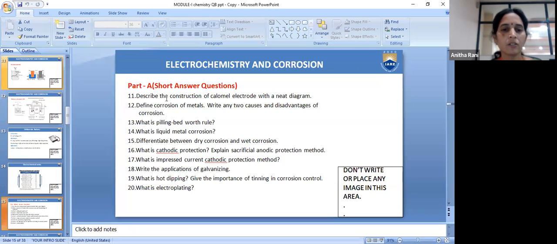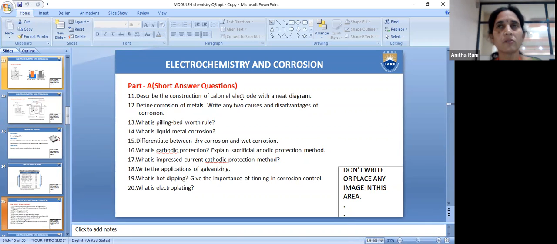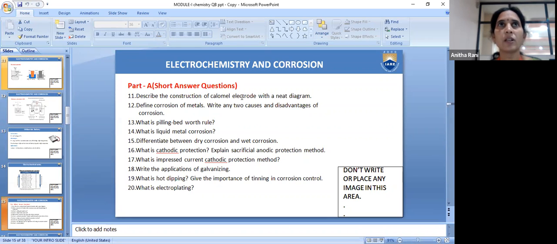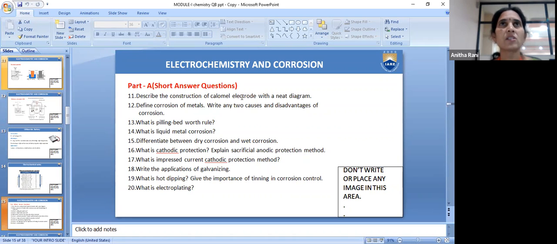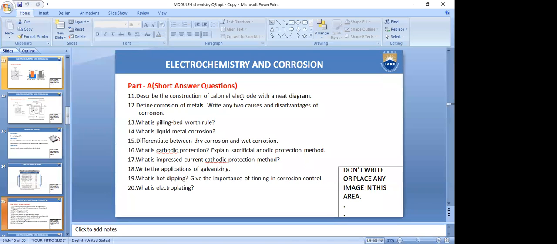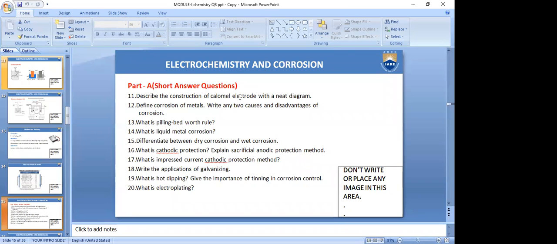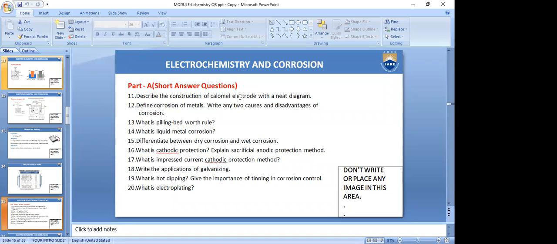Next, describe the construction of the calomel electrode. Students, how do we construct it? We take a long glass tube. At the bottom we fill pure mercury, then mercurous chloride paste, then KCl solution. Then a platinum wire is inserted. There are two inlets: one inlet is for the KCl solution, and the other is the salt bridge inlet, connecting to the salt bridge.